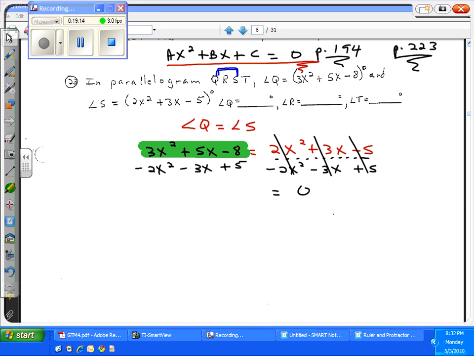And when we combine our like terms, we would have 3x squared minus 2x squared would be 1x squared, and 5x minus 3x is 2x, and negative 8 plus 5 is negative 3. So now we have a new quadratic that is set equal to 0, and we're just going to solve by factoring. It's not hard to solve by factoring here because the a is 1, the b is 2, and the c is negative 3.